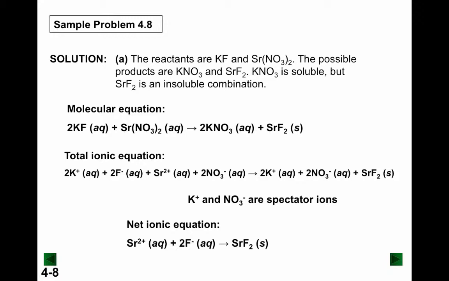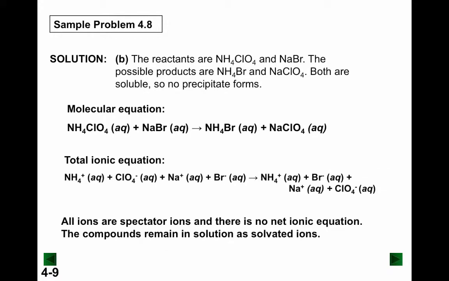Now try part B and then check your work on the next slide. Notice in part B, all the reactants and products are soluble in water. Therefore, this is not a precipitation reaction because all the products are soluble and all the ions are spectator ions. Do you see this? Now work through the follow-up problem and let me know if you have any questions.